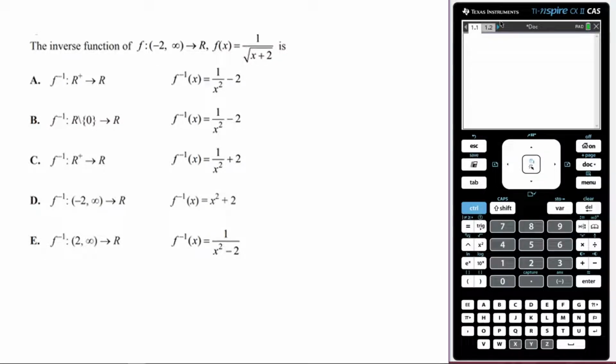Welcome. So we're going to answer this question. The inverse function of this right here is which of the following? Okay, so we know that when we're finding the inverse function, what we do is you swap the x's and the y's. So remember, this is the same as like y is equal to this. So we're just going to swap the x's and y's around.